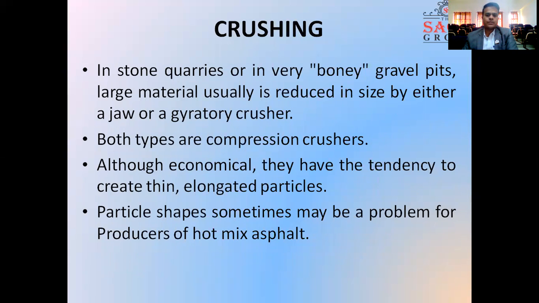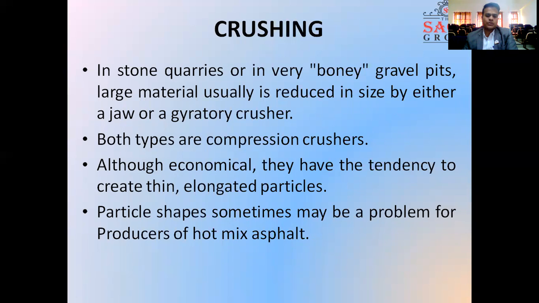In the stone quarries and in very bony gravel pits, a large material usually is reduced in size by either a jaw or a gyratory crusher. Both the types are compression crushers. That means the machine is compressing the material to disintegrate it into pieces. Although economical, they have the tendency to create thin, elongated particles. Particle shape sometimes may be a problem for the producer of hot mix asphalt.